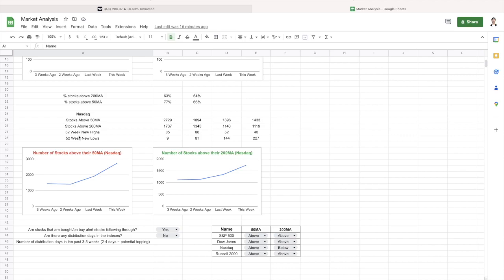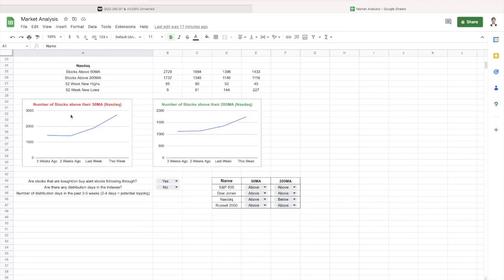For the number of stocks making their 52-week new highs, at the start of this week, we have 85 compared to last week, we have 80. So that's also a positive increase. And lastly, for the 52-week new lows, at the start of this week, we have 9 compared to last week, we have 81. So that's also a positive decrease in the number of stocks making their 52-week new lows.